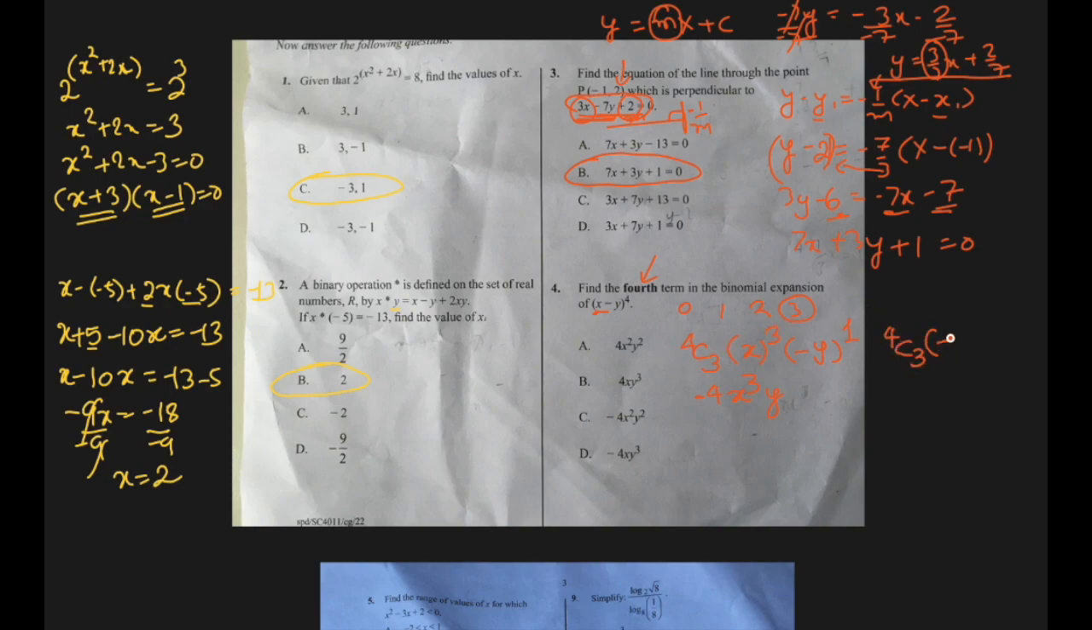4c3 and give negative y cube and x1. We can do this one also. We can change the places, no problem. So it becomes 4 and again negative y cube. So negative come here, y cube x. Now y cube x, this D is the answer here.